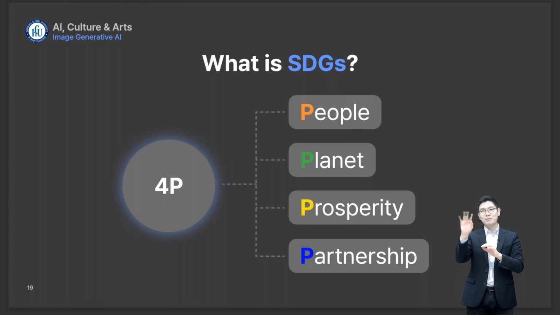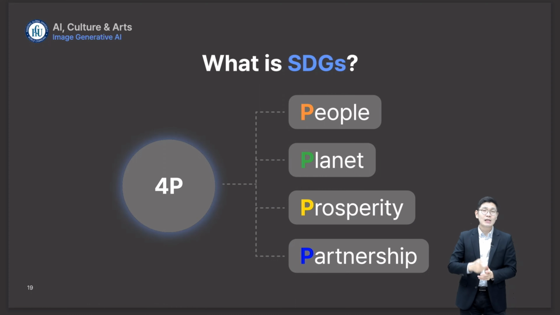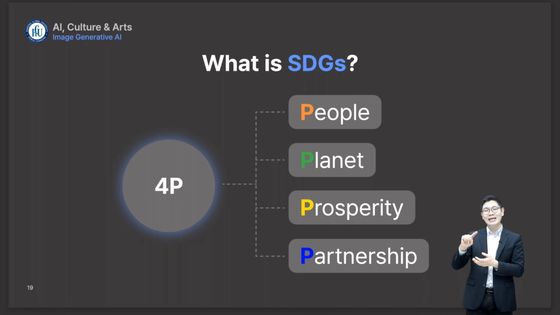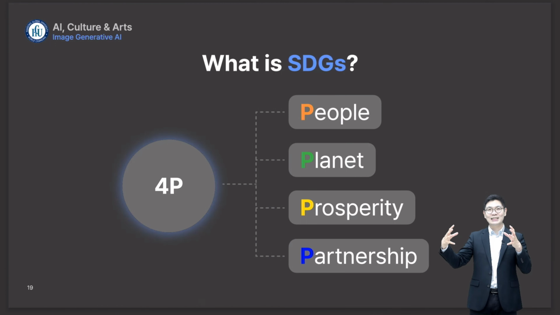So we want to categorize them into the 4 P's. First one, people. Second, planet. Third, prosperity and fourth, partnership. So you can really easily memorize the SDGs as a whole through the 4 P's.